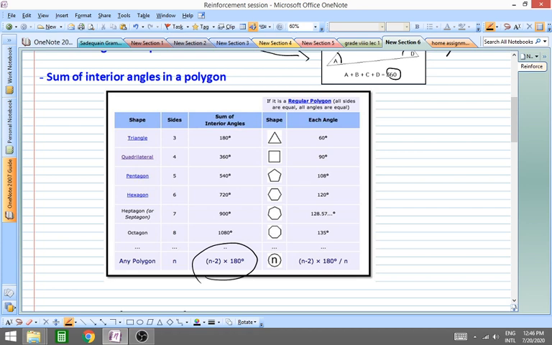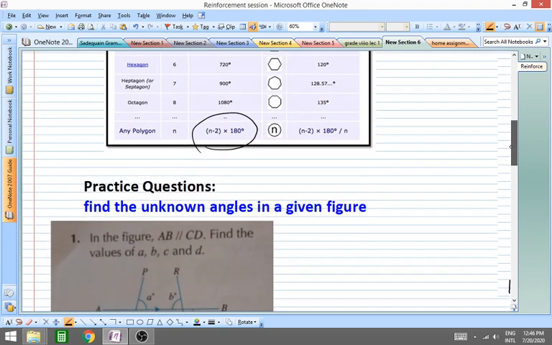And in the case of each angle, if a shape is a regular one, you will divide the value by n in order to get each interior angle. So that was the chart on the topic sum of interior angles in a polygon. Now let's solve a few questions of the same topic.